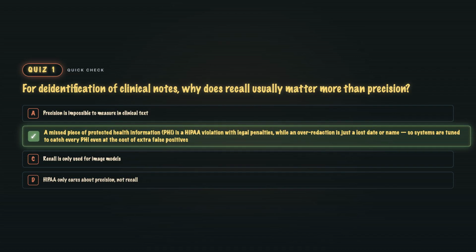B. The cost is asymmetric. A missed PHI is a legal problem. An over-redaction is inconvenient. Modern de-identification pipelines therefore tune for very high recall and accept some false positives, then use surrogate replacement to preserve downstream utility.